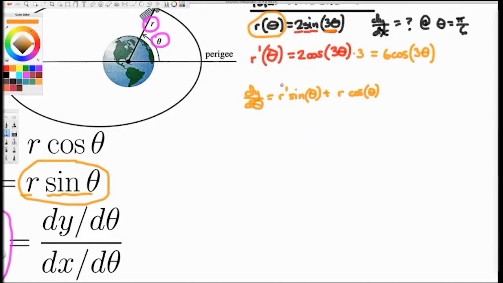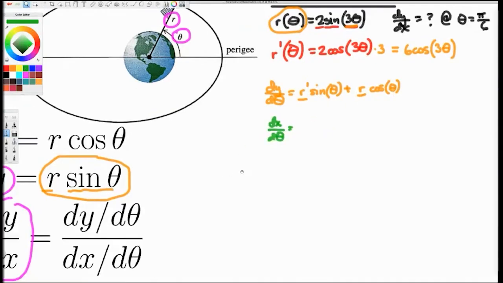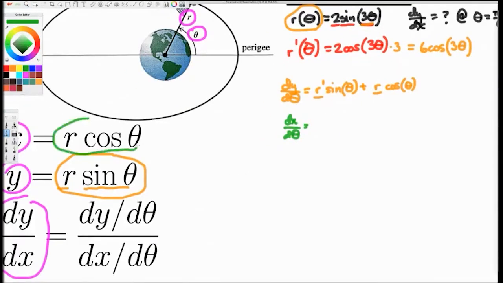Now you can see why we need r and r prime, because r prime shows up right here and then r shows up right here. So we're going to need those. And then we're going to do the same thing with x. We're going to do the derivative. X is r cosine theta.